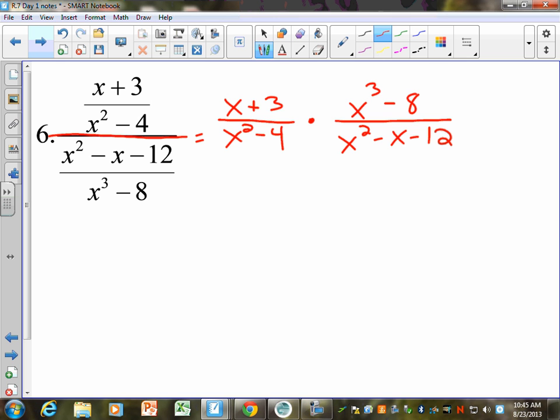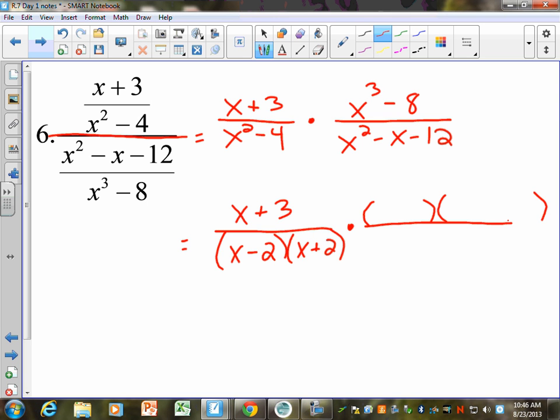Notice there's another cube one in here. I think we did this one already earlier. But those factoring cubes are going to still show up. I have a question about this, rewriting it. So x plus 3, that's the difference of two squares there on the bottom. So it factors into x minus 2, x plus 2.